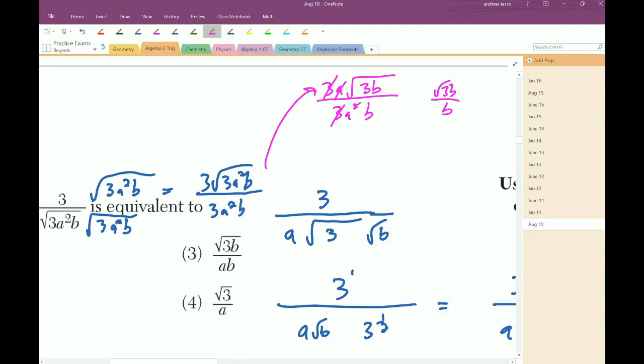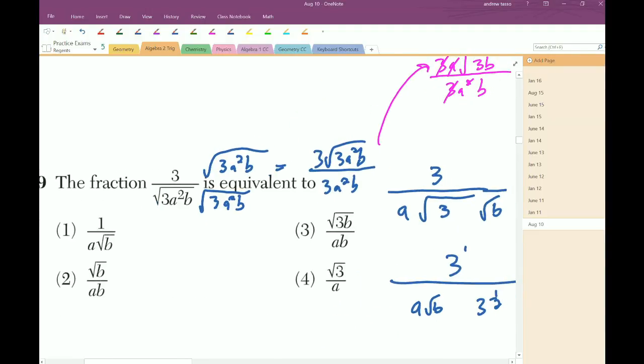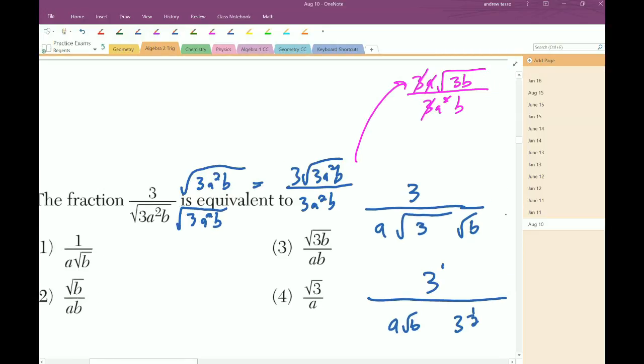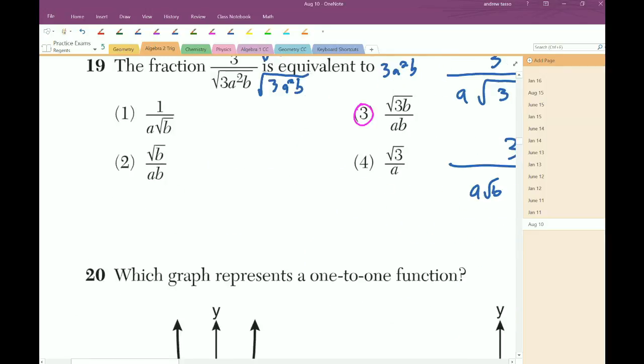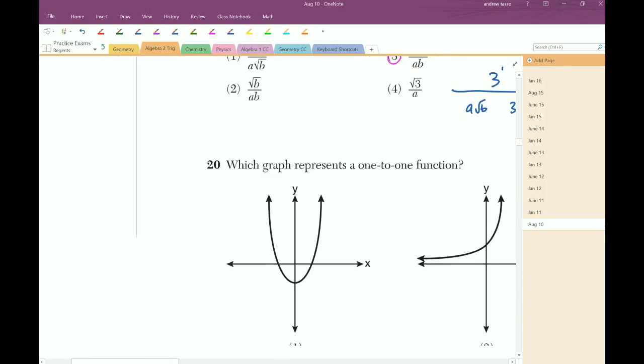Over B. Did I do this right? That could be over AB. Oh yeah, okay. So yeah, choice 3. Alright.